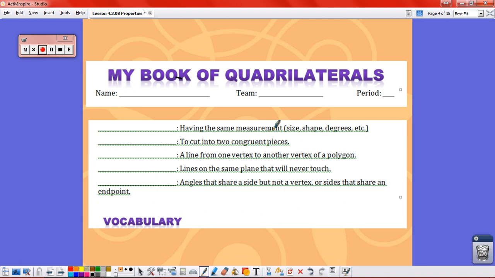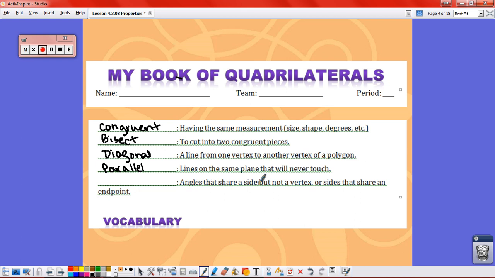Things that have the same measurement, size, shape, degrees, etc. are congruent, so that is the word that belongs in this blank: congruent, same measurement. To cut something into 2 congruent or equal pieces is to bisect. It's usually used with a line that bisects an angle or another line. A line from one vertex to another vertex of a polygon is a diagonal. Lines on the same plane that never touch are parallel lines. They are always exactly the same distance apart.